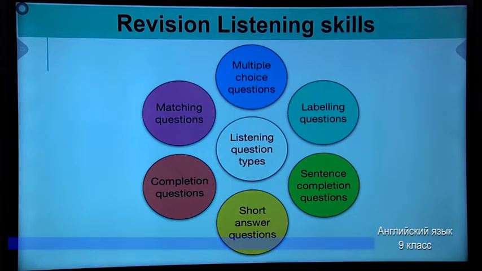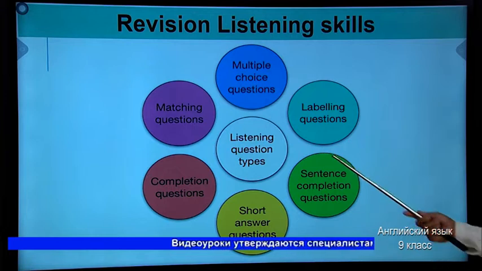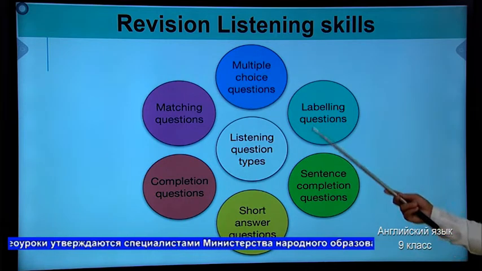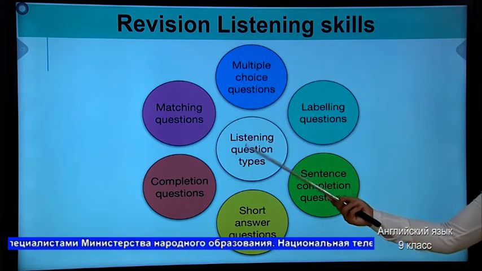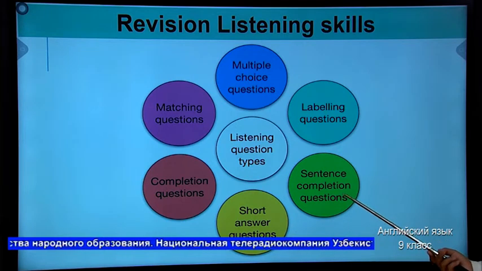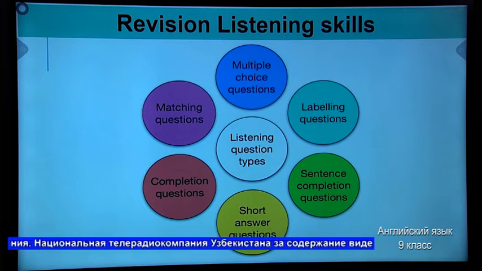Now, before starting our lesson, we'll revise our listening task. As you remember, in our previous lesson I explained listening strategies, yes? Here, you may see listening question types. How many listening question types do you remember? Okay, yes, great. Now let's revise. It was multiple choice questions, matching questions, completion questions, short answer questions, sentence completion questions, then the last one, labeling questions. I hope you have learned all these rules.